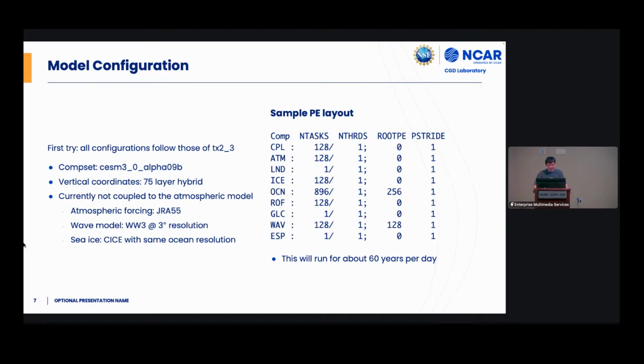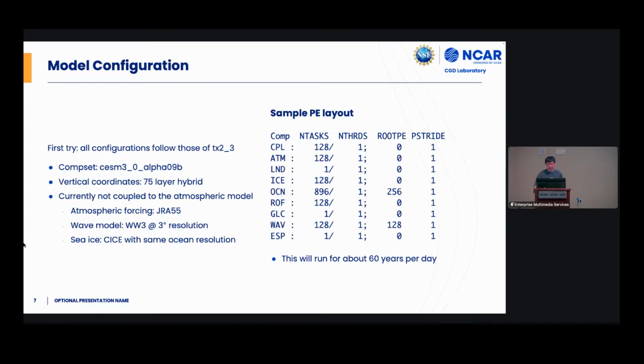And right now the model is running on ocean only. It's not coupled to the atmospheric model. We use the J-array for the atmospheric forcing. It is coupled to WaveWatch 3, the wave model, and it also uses the sea ice model. But the model runs relatively fast. For this type of PE layout, we can finish running about 60 years in a single day. Again, this is the ocean only case.